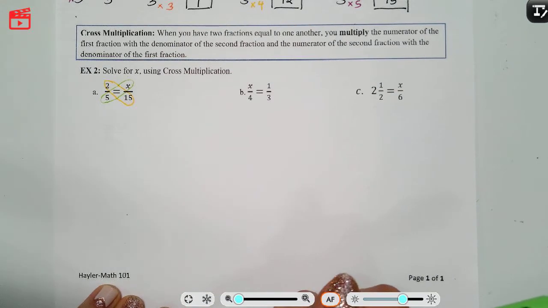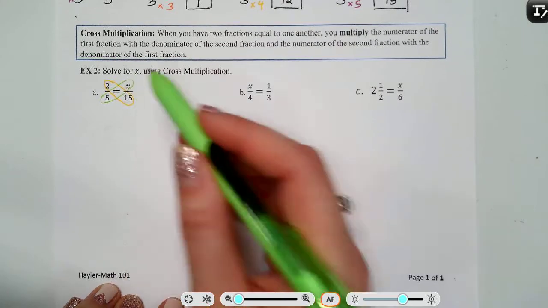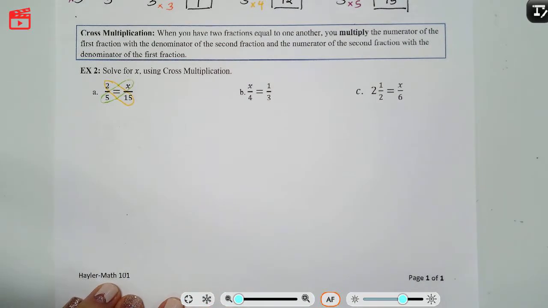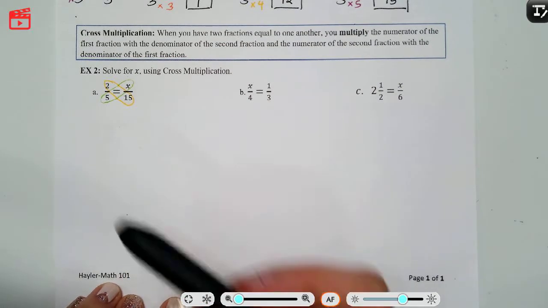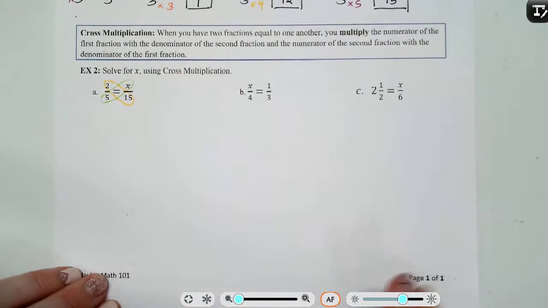And why do we use this? Well, this is if you're trying to solve for x. See our little x value up here? We're trying to get x by itself. That's what it means to solve for x. We want to get x by itself on one side of an equal sign. So to do that, let's use cross multiplication.